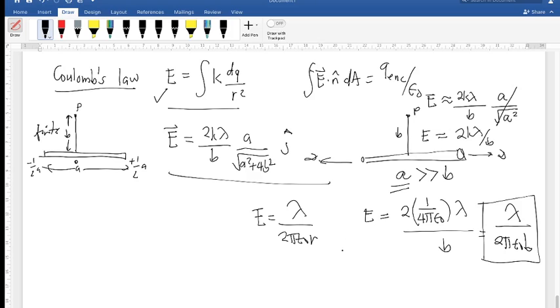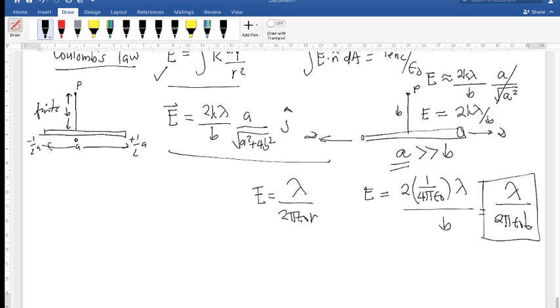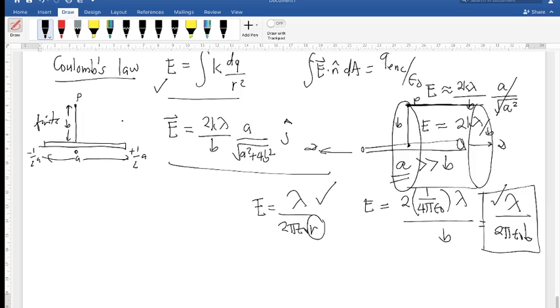This is the same expression as our electric field using Gauss's law, lambda over 2 pi epsilon sub naught R. As you can see here, R is the distance from the line charge to the field point, because our field point is located on the Gaussian surface, the cylinder. So this is the electric field that we get. Basically, we get the same result in approximation with Coulomb's law.